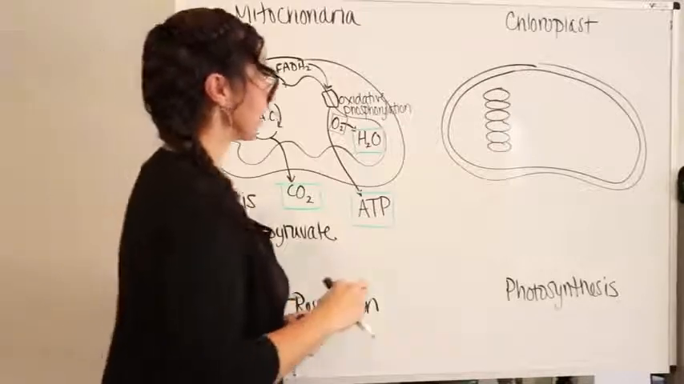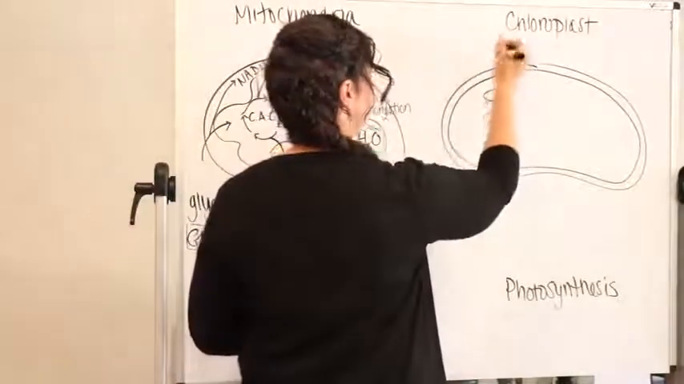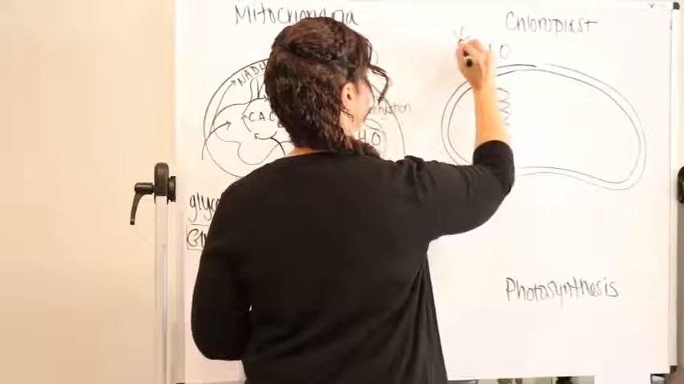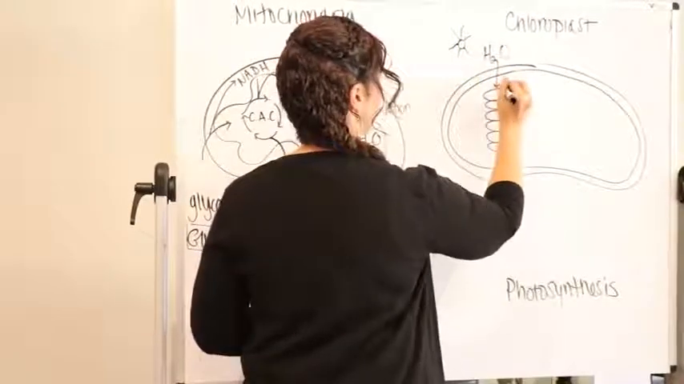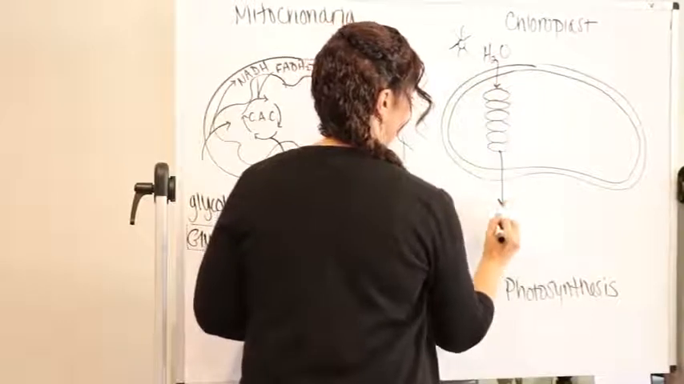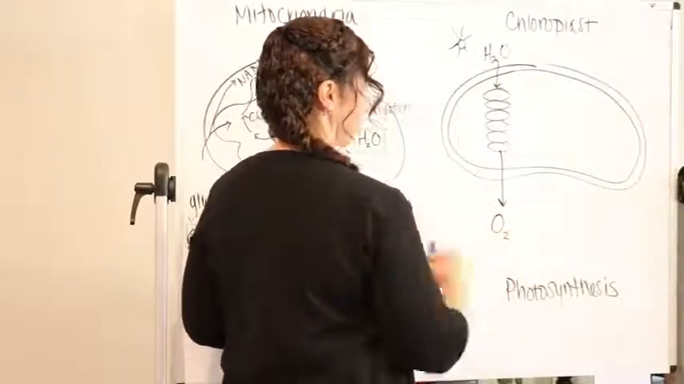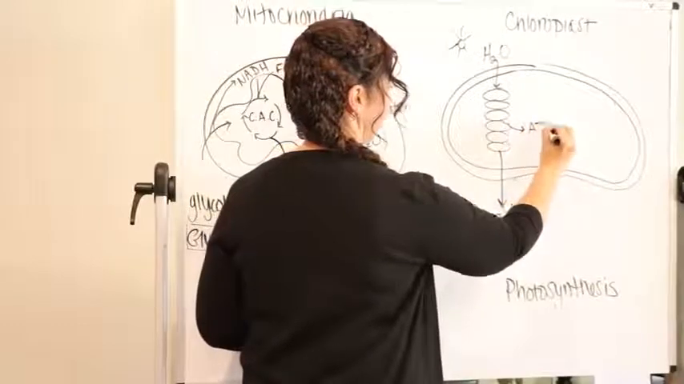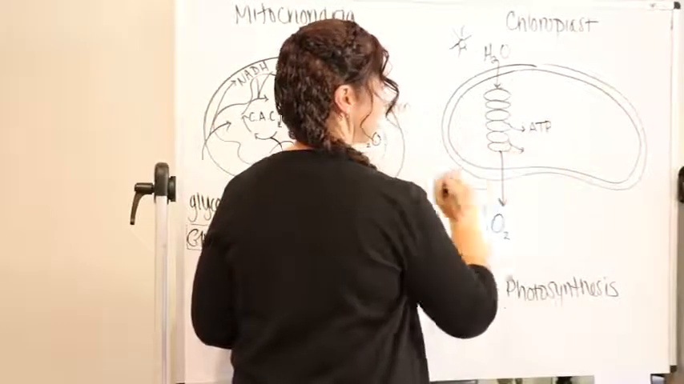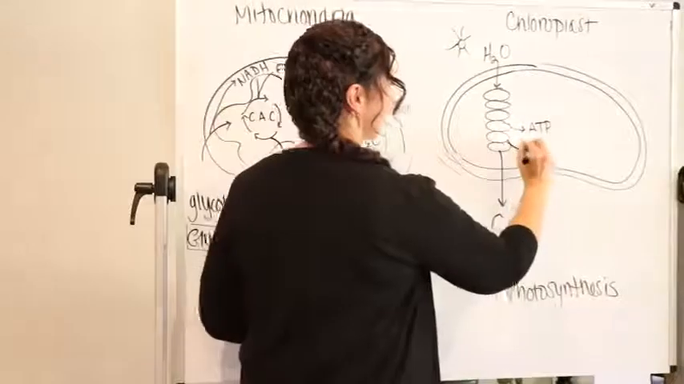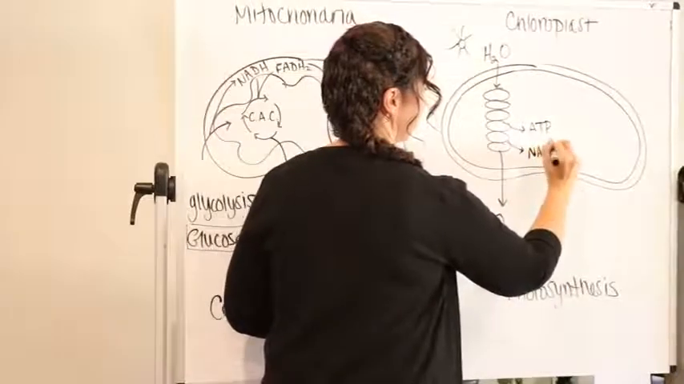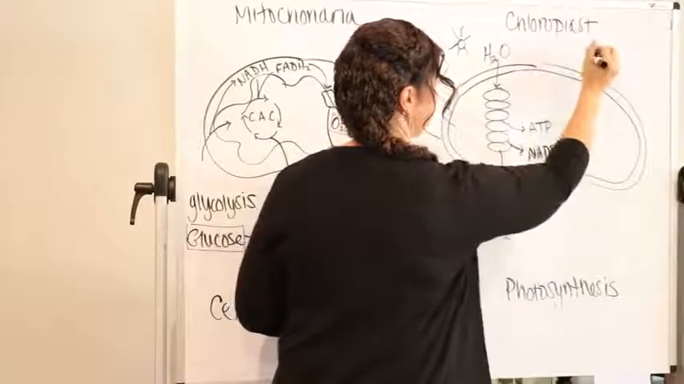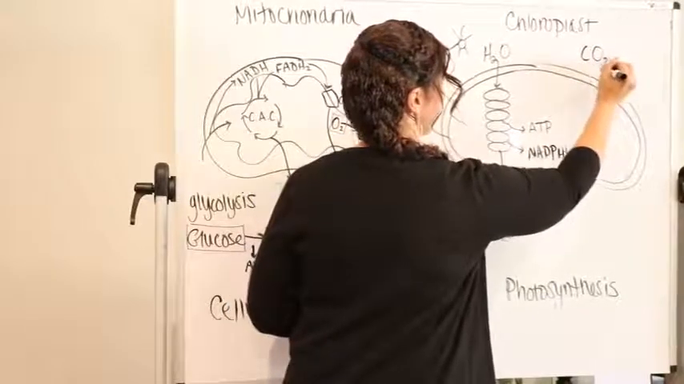All right, let's go over to the chloroplast here. So in this case, we have water going in and some energy. So water goes in, oxygen comes out. During this whole entire time, we're making some cellular energy. We got some ATP. We're also making our electron carriers. We got our NADPH, NADPH, and CO2 is going in.